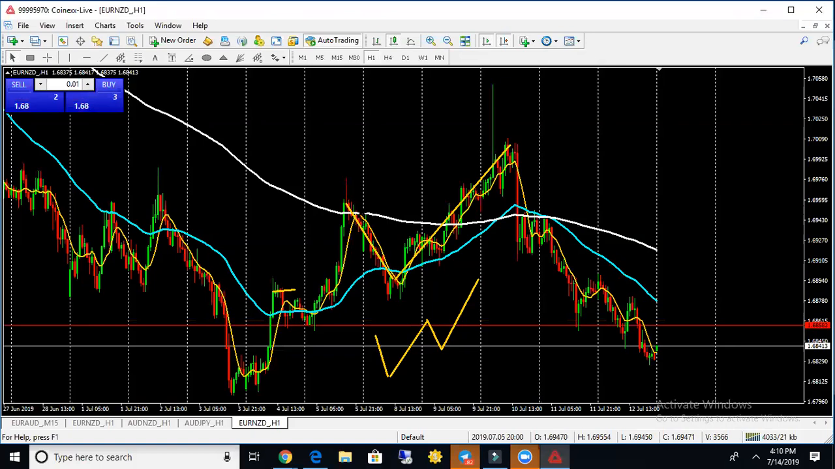It didn't even cross here, so nothing. You're not even setting no more buy stops. Even if you would have set a buy stop here, if it's going down this long, you would have just had to go ahead and delete your pending order. So you're looking for moves like that.